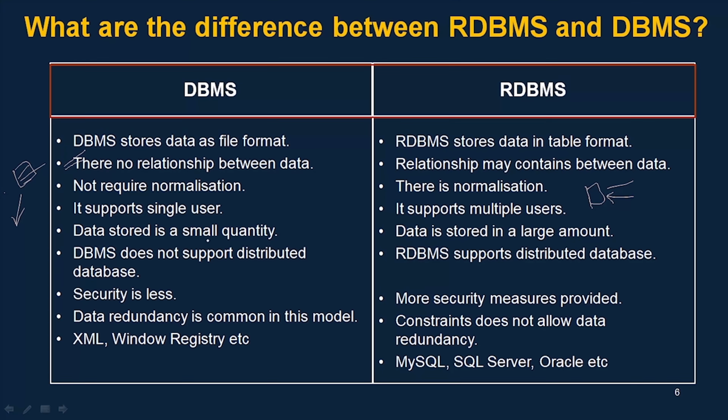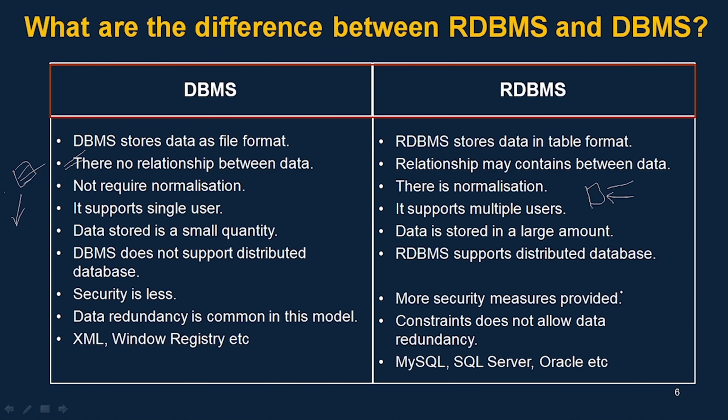Data stored is a small quantity in DBMS. You are keeping the data in files, so it contains a smaller amount of data. On the other hand, in RDBMS data are stored in large amounts. DBMS does not support distributed databases because all these files are stored in one system, so it's difficult to distribute the system over our network. RDBMS supports distributed databases. Security is less in DBMS, and more security measures are provided by RDBMS.